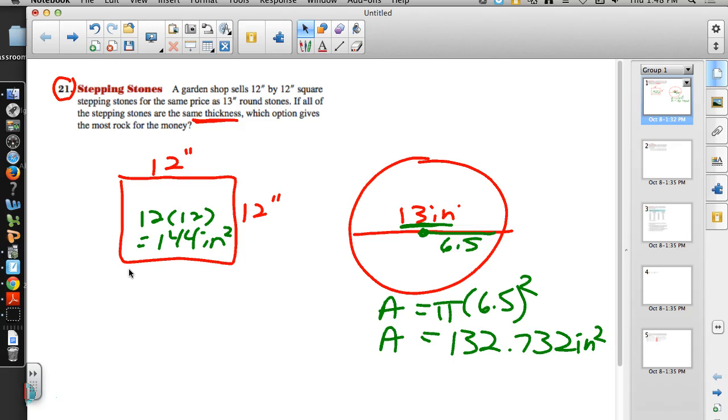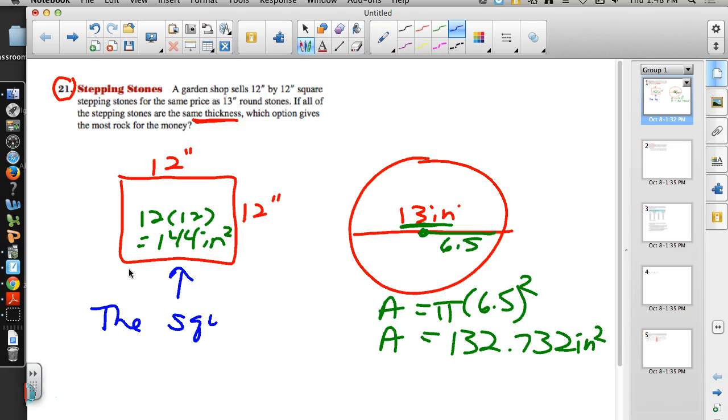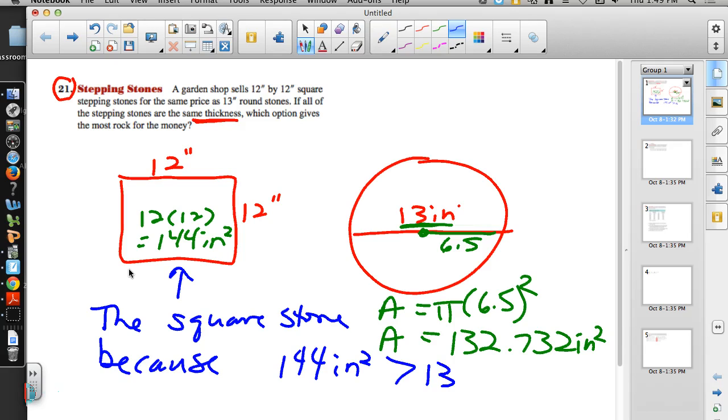So for the most rock for the money, you're getting more rock with the square stone. To answer this in a way that tells somebody exactly what's going on, we would say the square stone, because 144 square inches is greater than 132.732 square inches. And that way they know exactly what it was we were working on with number 21.